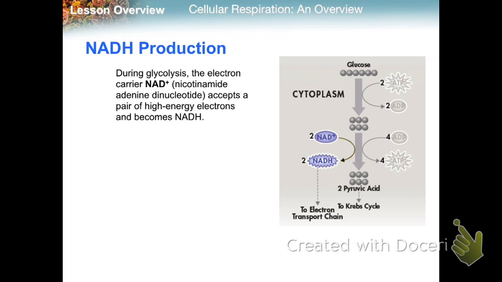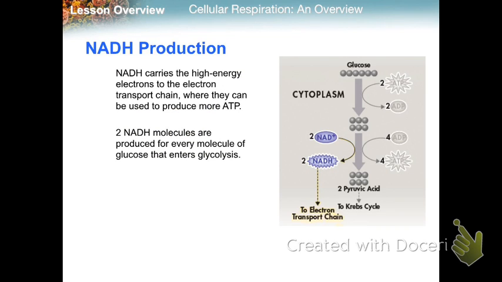And again, as I mentioned before, we have NADH, which is carrying high energy electrons, and those go straight to the electron transport chain, and they are used to produce more ATP. So we end up at the end of glycolysis with 2 NADH molecules and a net of 2 ATP.